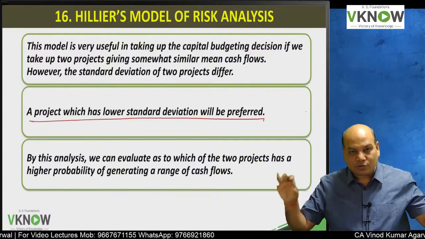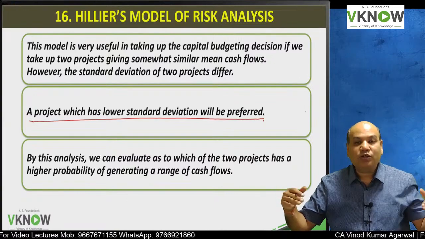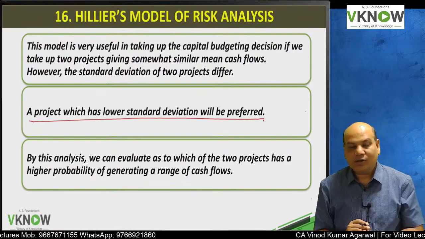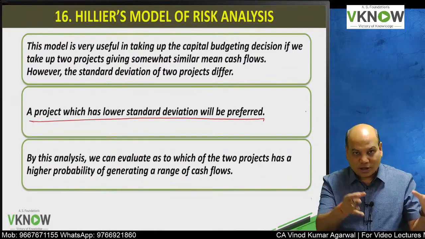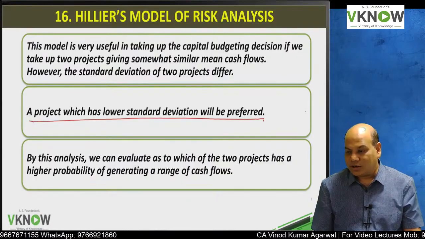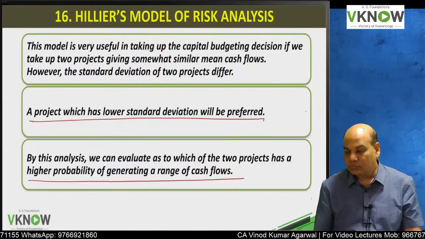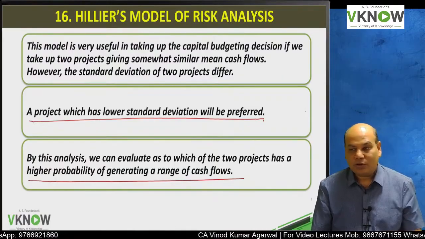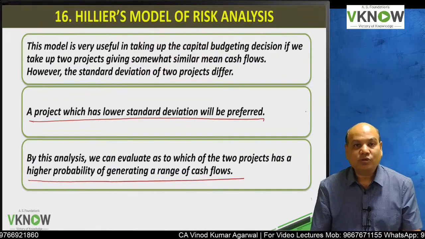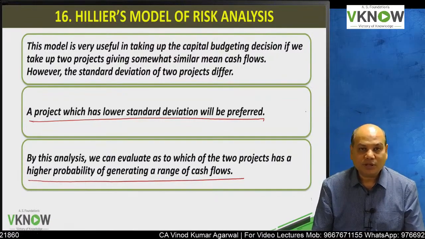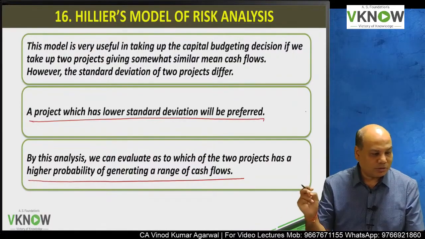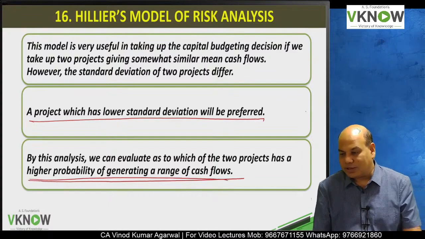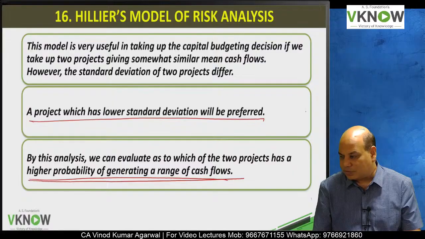So while comparing two projects X and Y, it is possible expected values are equal, but their standard deviation are different. To compute the standard deviation, I will require Hillier's model, and therefore we can find out which project is less risky and accordingly will be preferred. Using Hillier model, we can also compute the probability of certain NPVs. That I am going to tell you in the question. We can use the Hillier model and find out the probabilities, okay, of certain NPVs.